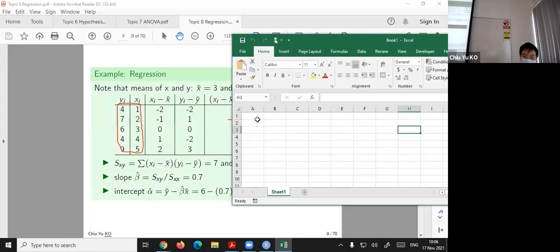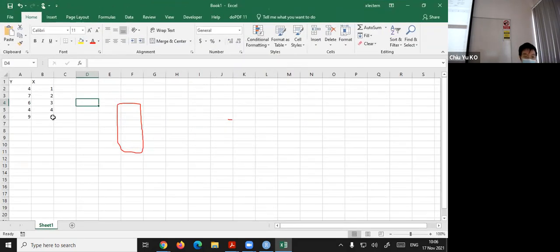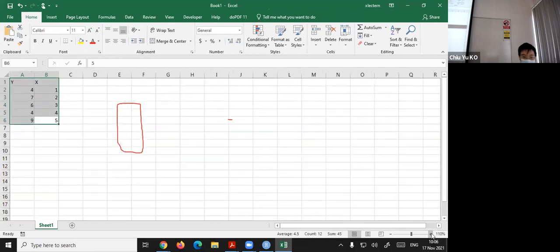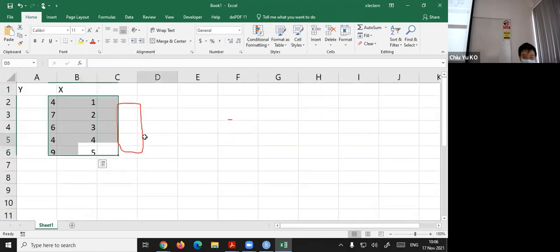So let me copy the data here. We have a y, with an x here. We have 4, 7, 6, 4, 9, and 1, 2, 3, 4, 5. Okay. So this is data.